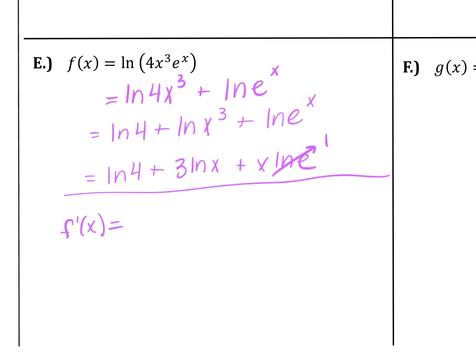Okay, so ln of 4, the derivative of that is 0. Derivative of 3 ln x is 3 over x. Derivative of x is 1. So our derivative is 3 over x plus 1. Every time there's a number in front of the ln, it just goes on top of it. Doesn't matter what number. Can there be a decimal in front of it? Sure. It will happen actually, so yeah, probably.